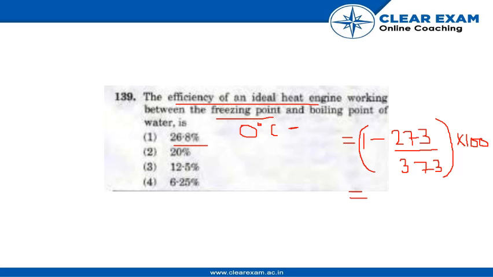So after solving this, we will get 100 by 373 into 100, which will be 26.8%.